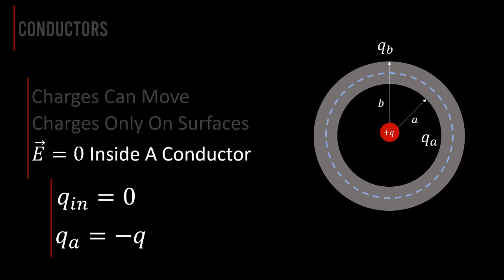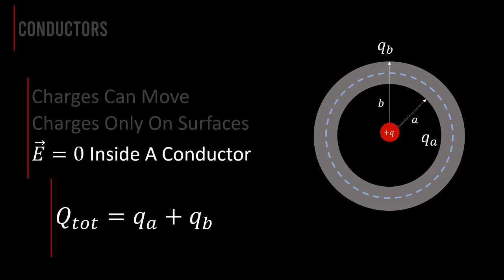Additionally, we can find Q sub B by saying that the total charge on the conducting shell is going to be the sum of Q sub A and Q sub B. So I could say, for instance, that this is initially uncharged if there's no charge on the surface. That says that Q sub A plus Q sub B is equal to 0.